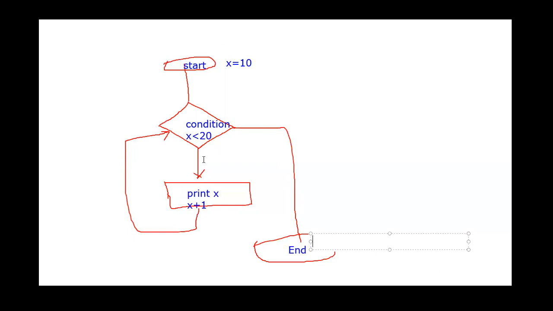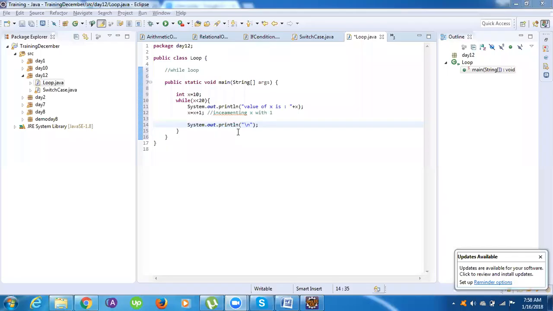I can write this: if it is yes, and if it is no. This one is a no or nothing. I mean, if the condition doesn't satisfy, then it will go to the end. Similarly, in this case also, the same example. It will loop till 19.